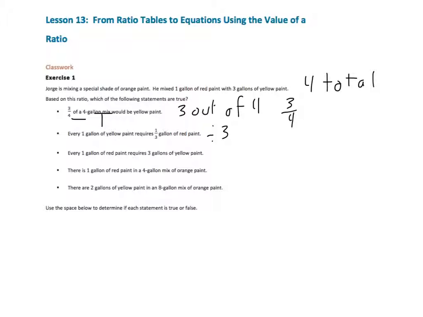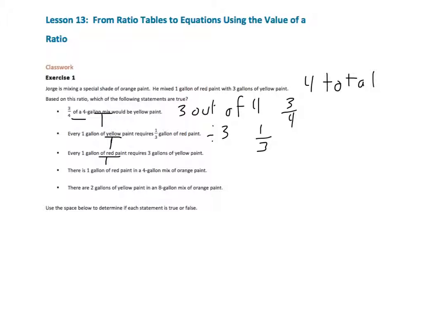So we would do 1 divided by 3. I could write with a fraction bar, and 1 divided by 3 is 1/3, which again gives us 1/3 of a gallon of red paint, which is what it says in the statement. So this statement is also true. So let's put a T there. Time for the third statement. Every 1 gallon of red paint requires 3 gallons of yellow paint. Well, if we go back to our original ratio, he mixed 1 gallon of red to 3 gallons of yellow, so it's the exact same ratio in this statement as it is in this. So again, the statement is true.